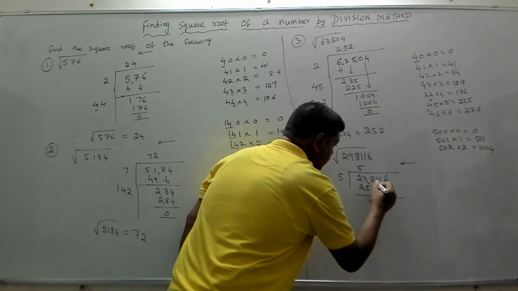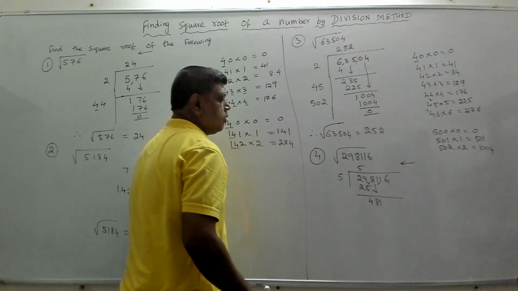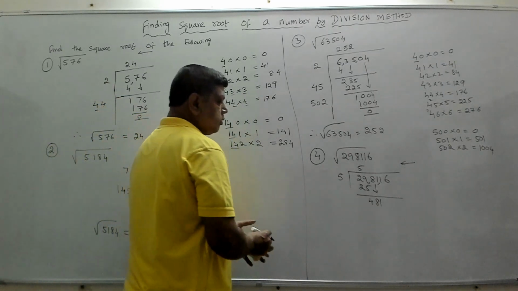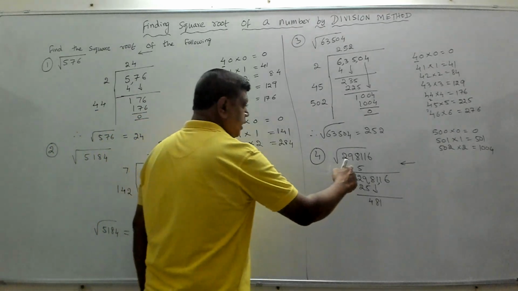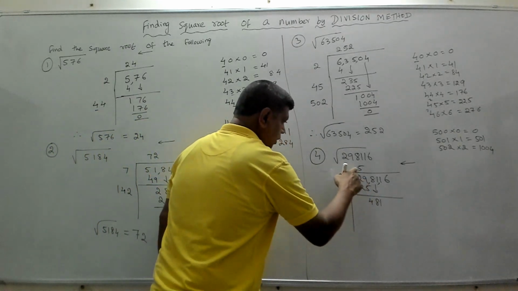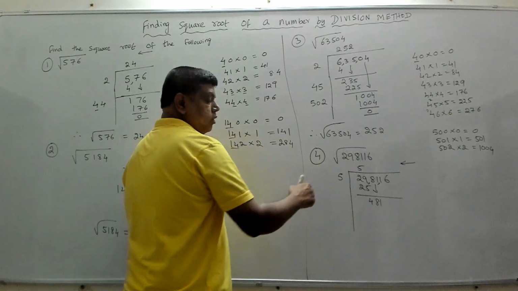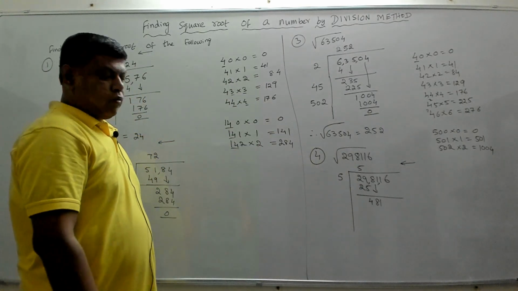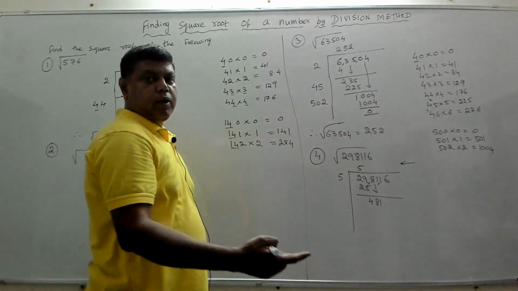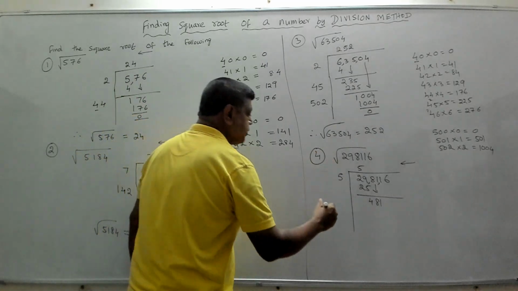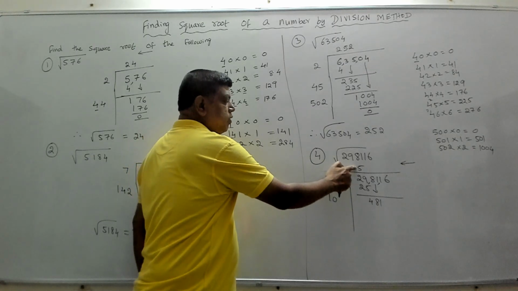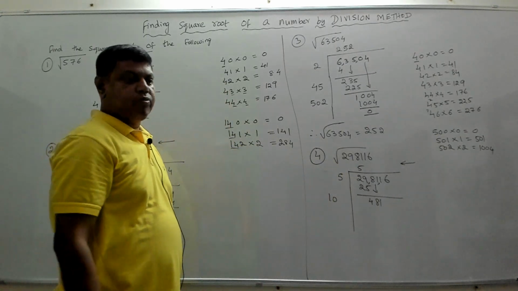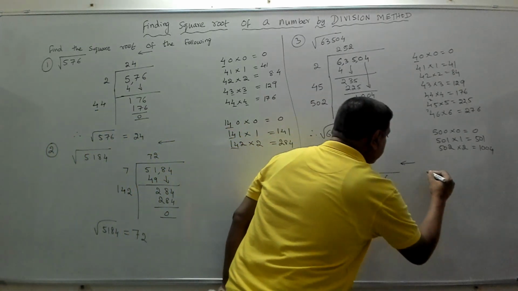Then we must bring this 81 down. So it has become 481. Then whatever number is here, we have 5. That into 2 always. Multiply that by 2. So 5 times 2 is 10. Then we should start trying with this 10.